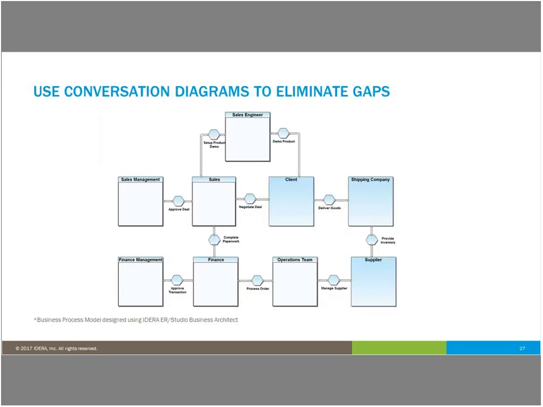The next business process model that I'm showing is what's called a conversation model. In this case, you have multiple different pools that are representative of departments to be able to handle these complex circumstances and understand who needs what handoff in the process when.